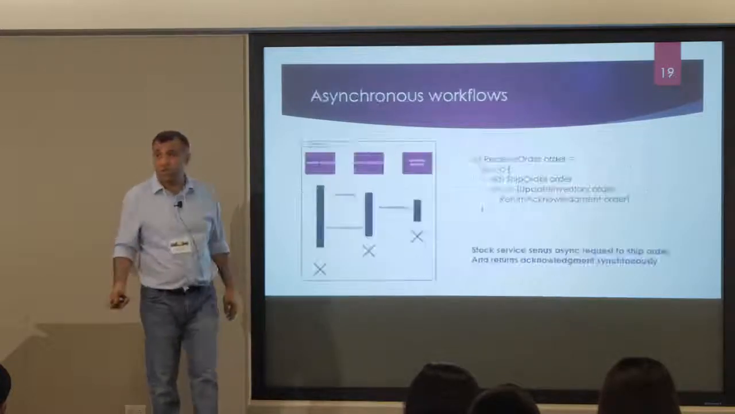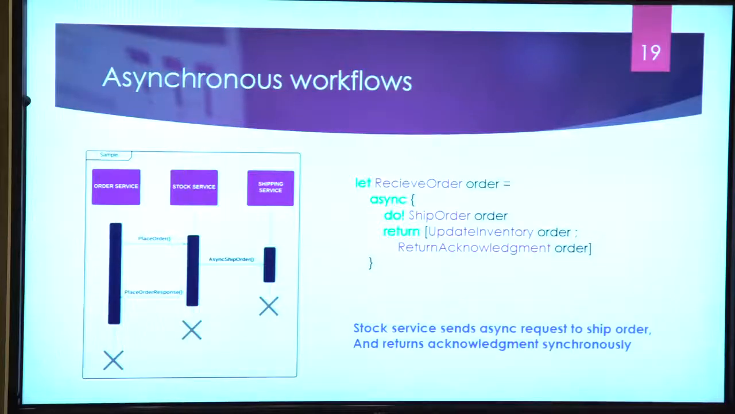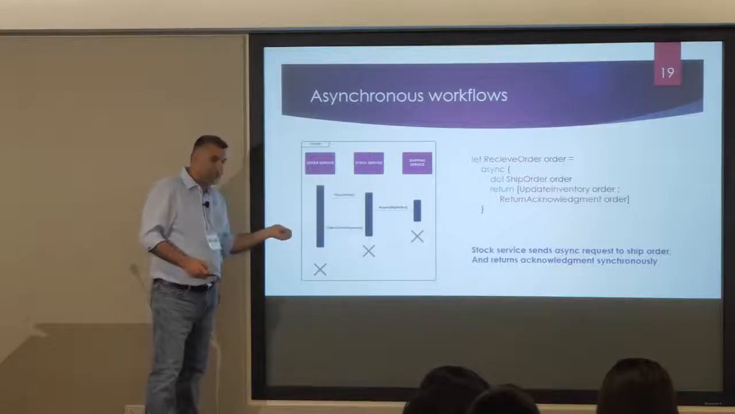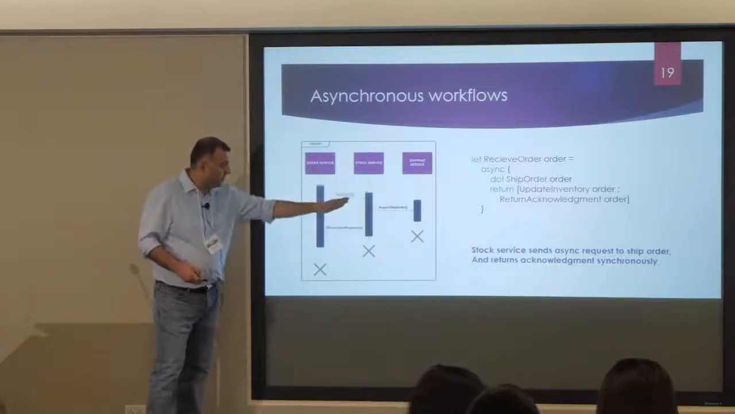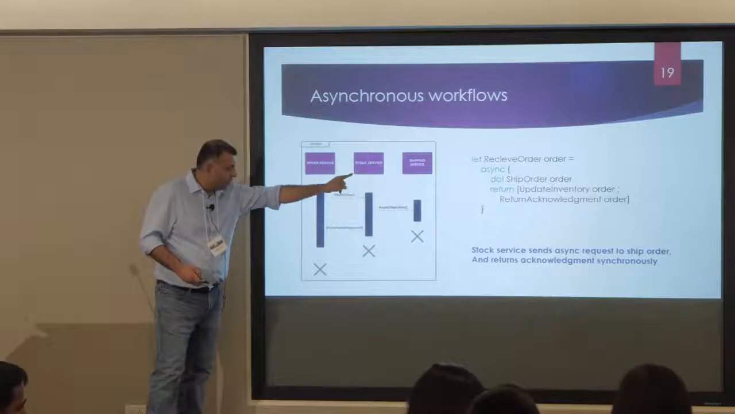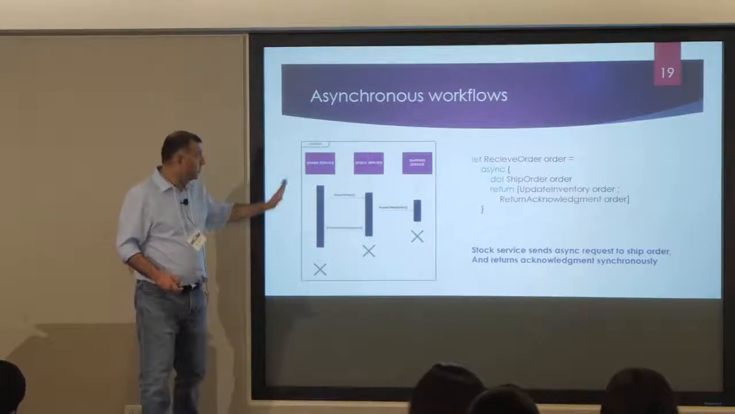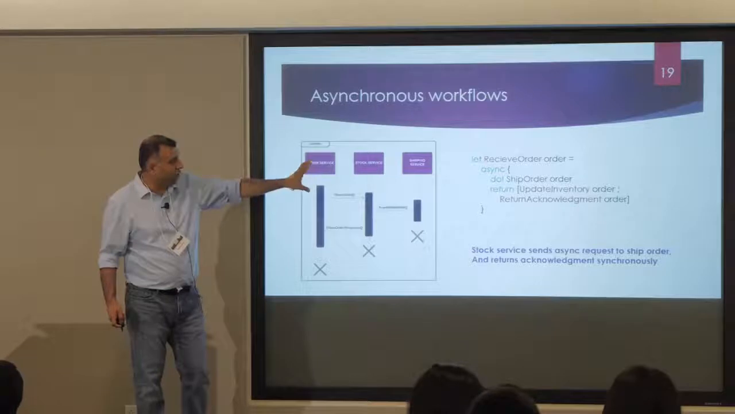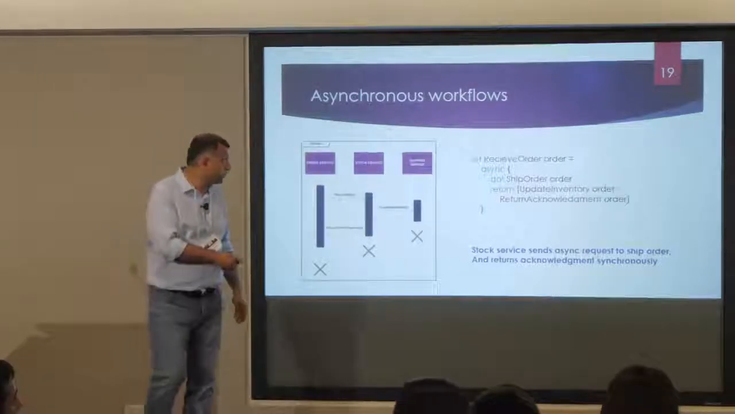OK, so we have talked about, this is another common pattern that we use. It's called asynchronous workflows, right? So what you have is services would place an order, right? Let's say to the stock service, and stock service wants to ship, and ship might take time. So what the stock service is going to do is it's just going to acknowledge that, right, and place an asynchronous ship order to the shipping service. So that's an asynchronous workflow, and you have code associated with it.